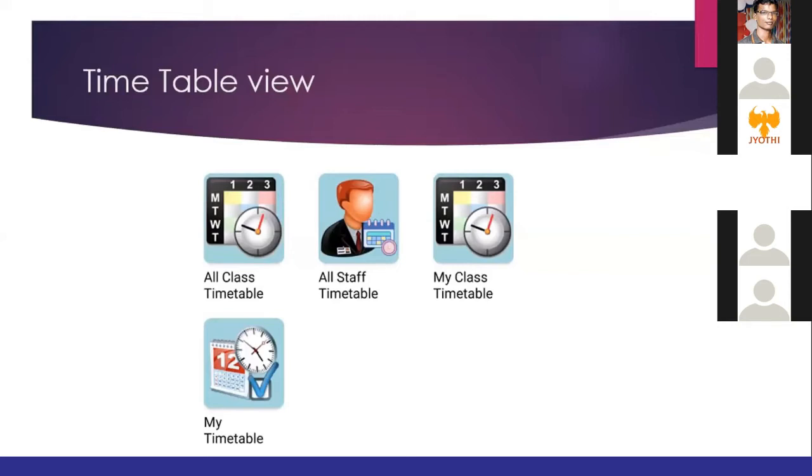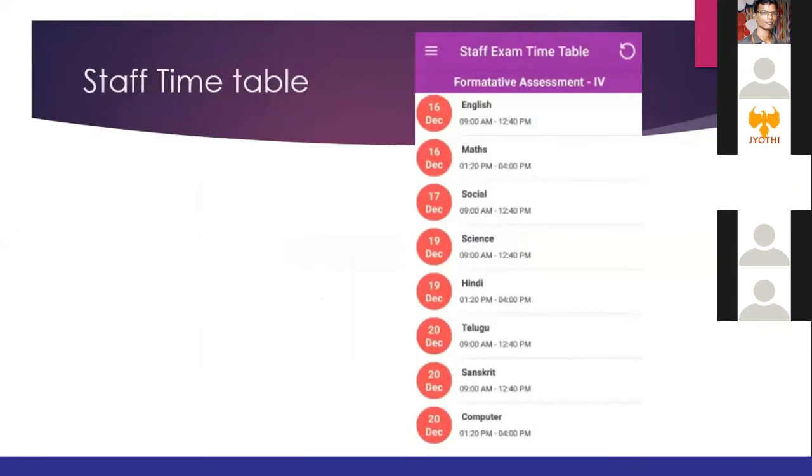All class timetable means the principal can view every class, 1A, 2B, 3A. The principal can just click and view what timetable we have in the school. In all staff timetable, the principal can click the staff icon and staff name, and view the particular staff timetable. So this is the staff timetable.